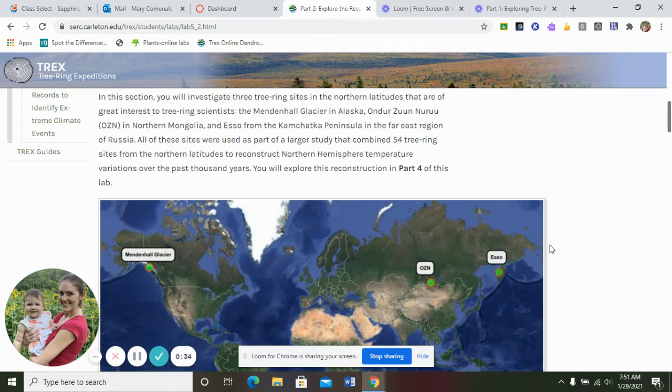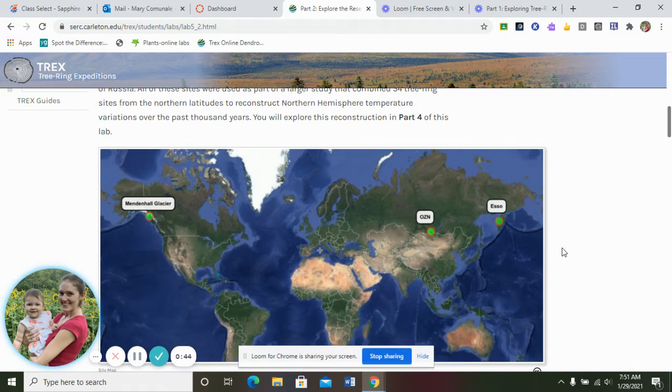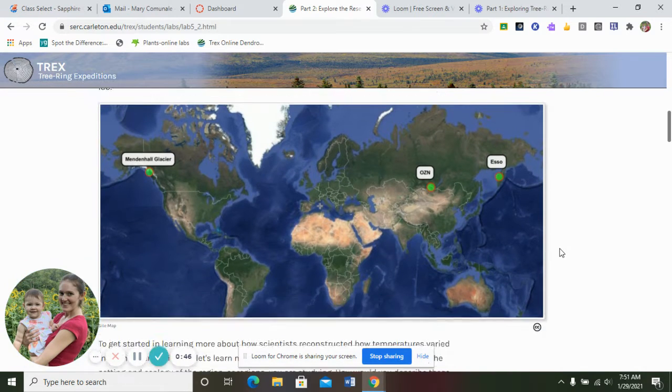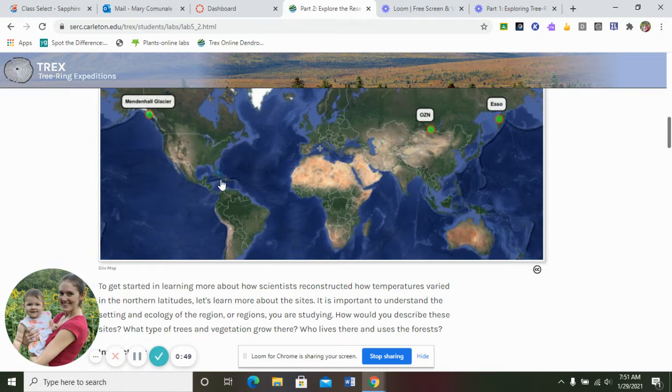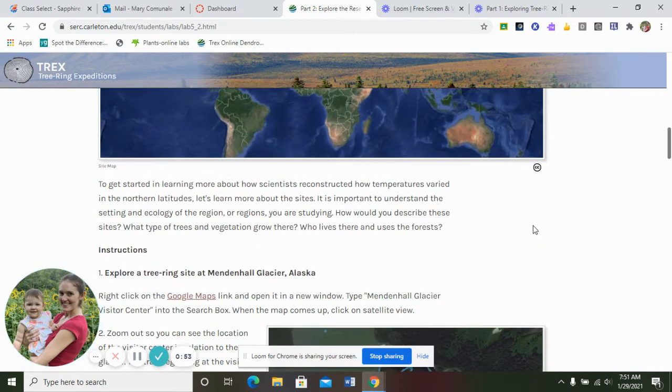All of these sites were used as part of a larger study that combined 54 tree ring sites from the northern latitudes to reconstruct northern hemisphere temperature variations over the past 1,000 years. You'll explore this reconstruction in part 4 of the lab, which unfortunately we will not be able to do. But here are the areas where you will be looking at.